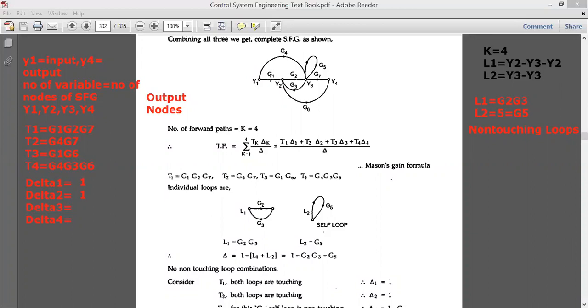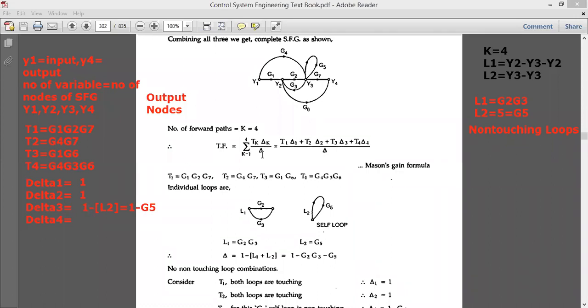So that is the reason we have in the third, T3 is equal to G1 multiplied by G6. So this loop, that is loop number 2, that is G5, is a non-touching loop. It is not touching this particular loop. Therefore, the value of delta here is equal to 1 minus the second loop, so we'll represent it by L2. In turn, this is equal to 1 minus, what is L2? It is G5. So in this way, we got the value of delta 3.